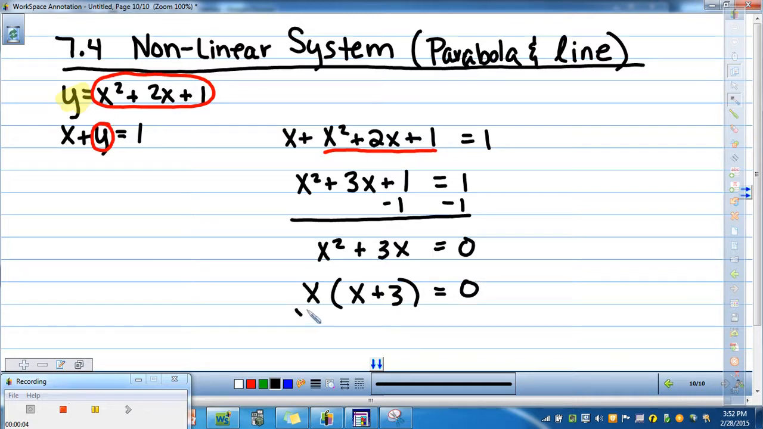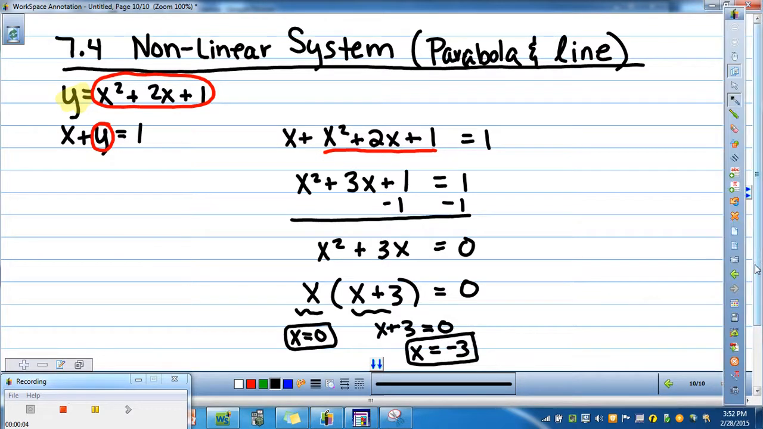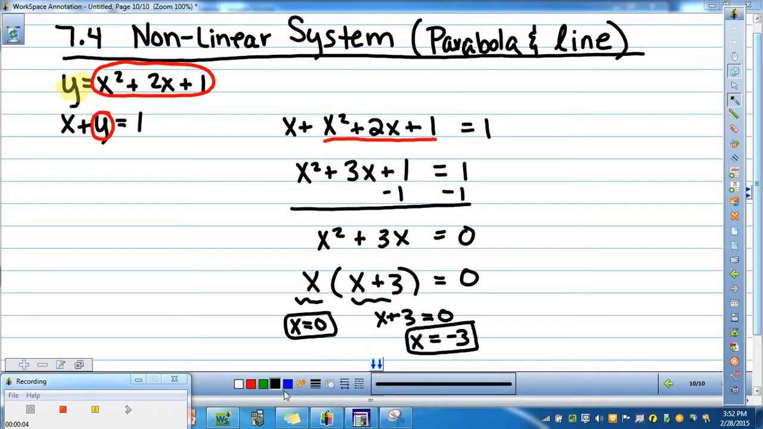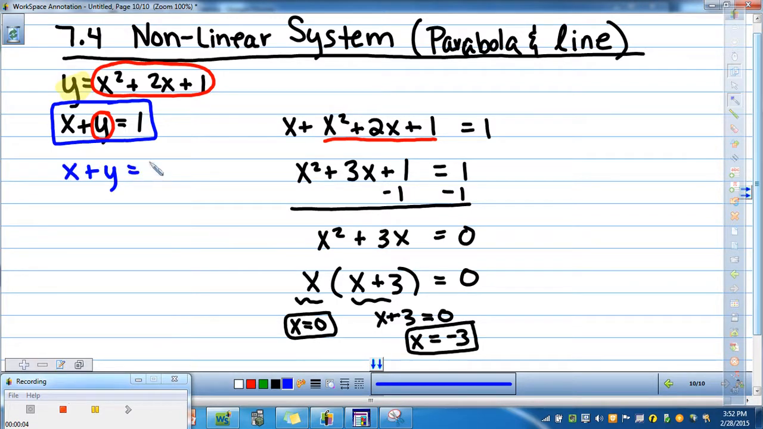We want to set each factor equal to 0 and solve for x. One solution we get is x equals 0, and the other solution is x equals -3. These are the x values for 2 intersection points. We need to plug those back in to one of our original equations to get the corresponding y values. It will be easiest to plug it into the second equation.